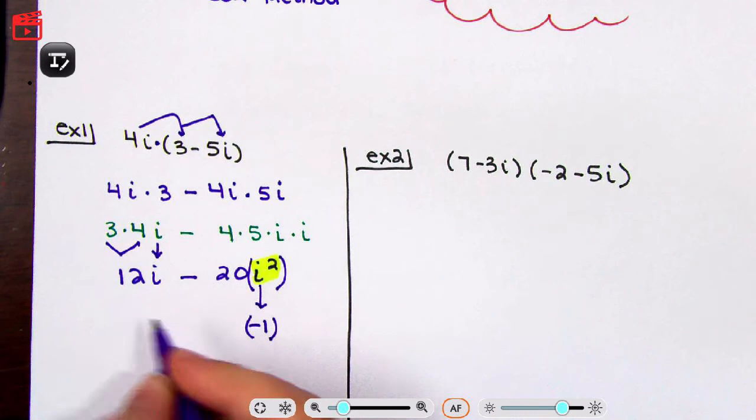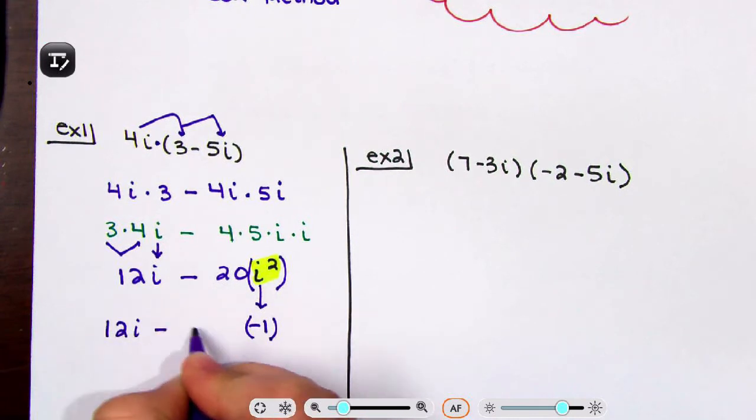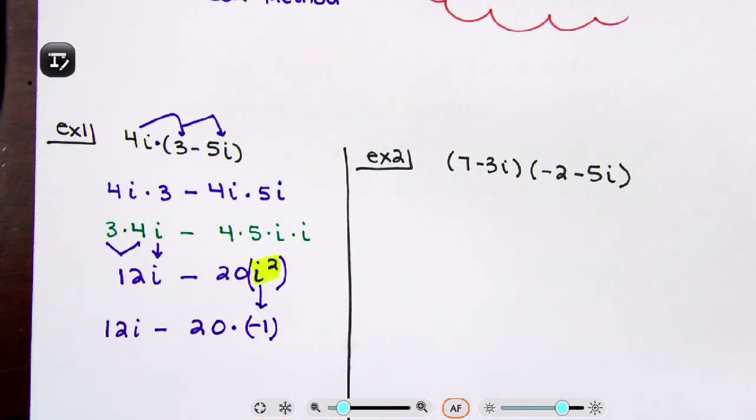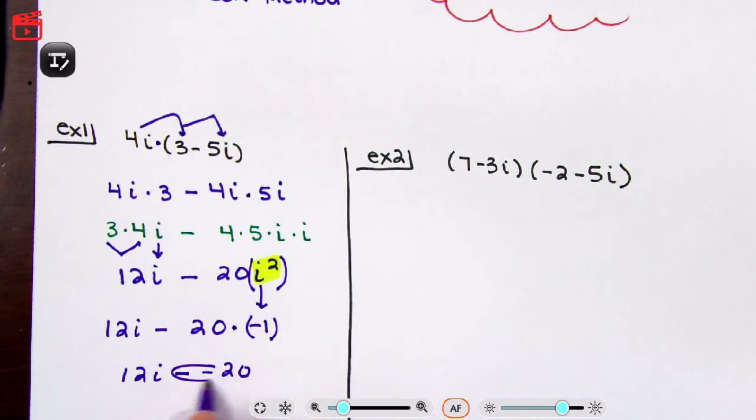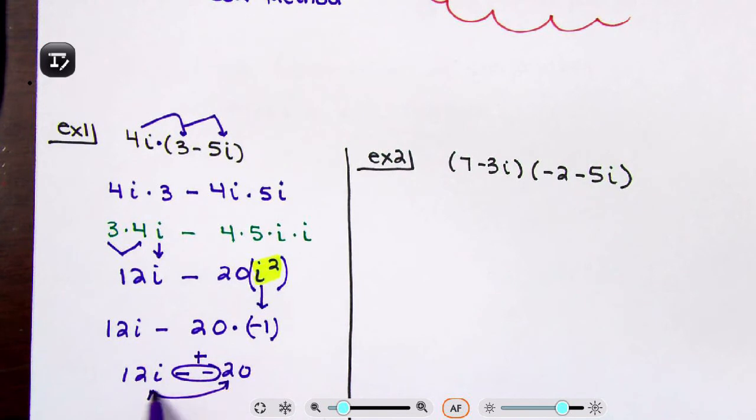I like to put that in parentheses so I can make sure to multiply whatever that is next to. So I have 12i minus a negative 20, because negative times 20 is that. That means we have a positive. And I'm going to rearrange this so I have my number first. So I have 20 plus 12i.